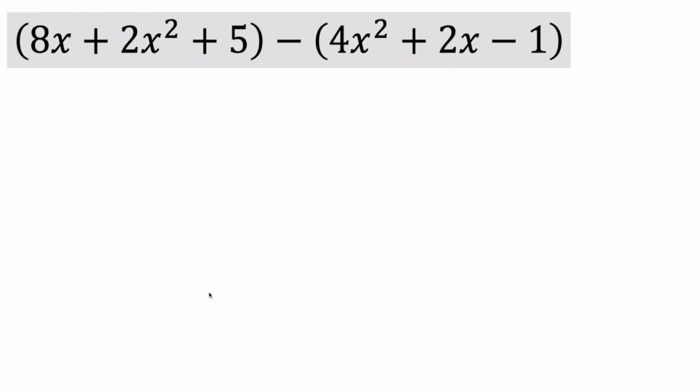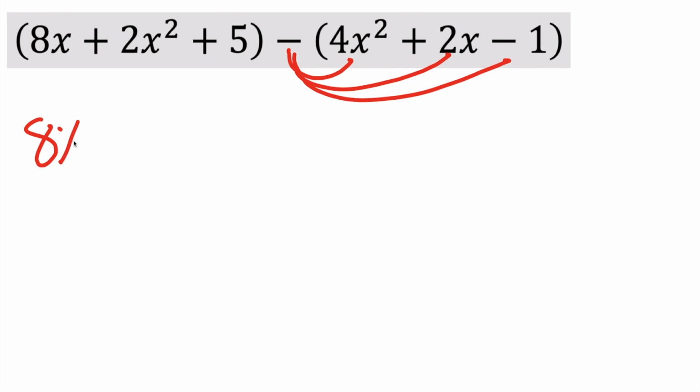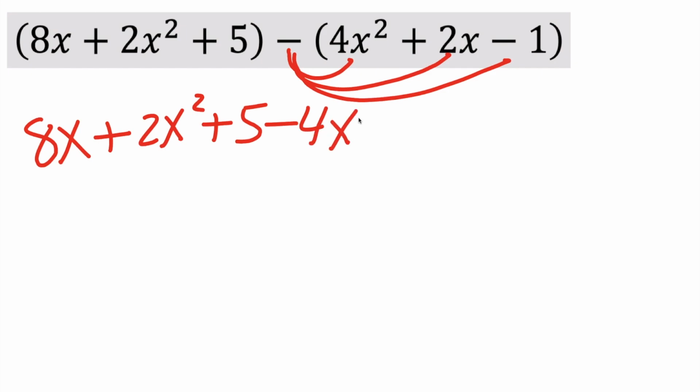So, like I said, for subtraction, there's a subtraction sign here, so we first have to distribute the negative. This negative, we have to distribute it here, here, and here. That's our very first step. So I'm going to rewrite this. I'm going to remove this parentheses, and I'm going to say 8x plus 2x squared plus 5. Now, minus positive gives you a minus, so minus 4x squared. Minus and a positive gives you a minus, so minus 2x. And a minus gives you a positive, so positive 1.